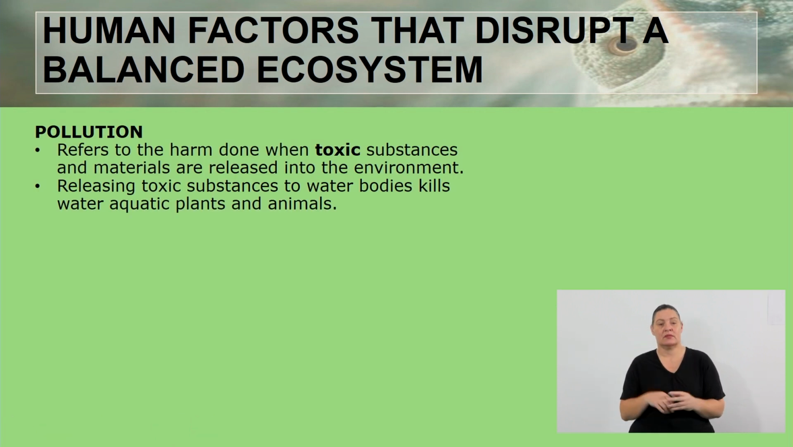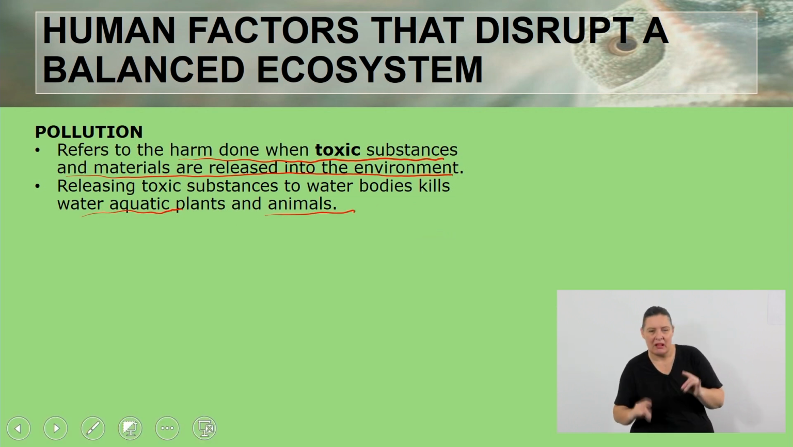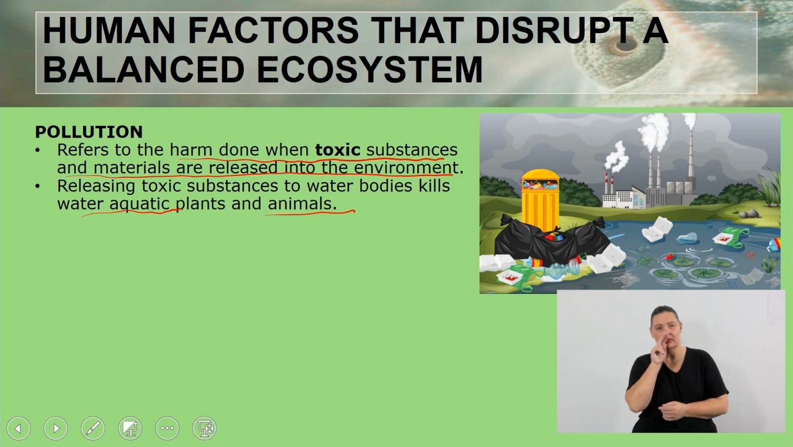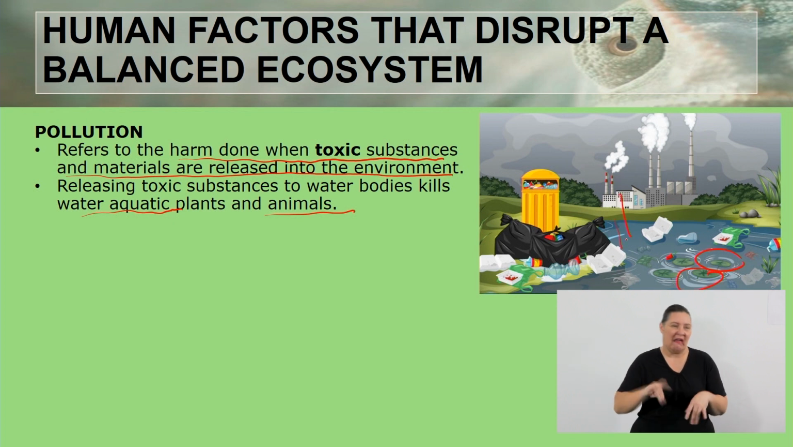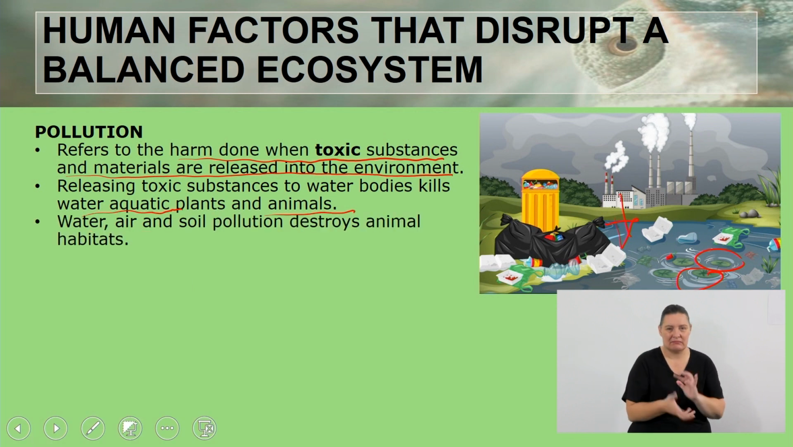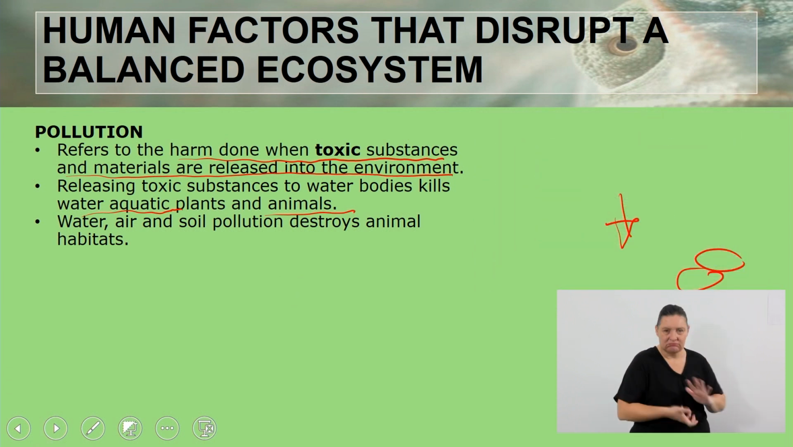Right, the second one is pollution. This refers to the harm done when toxic substances and materials are released into the environment. Releasing toxic substances into water bodies kills aquatic plants and animals. As you can see here, we have material that has been dumped into the water, which obviously will affect these plants and also the animals that live in the water. Water, air, and soil pollution destroys animal habitat, just like we have already discussed.